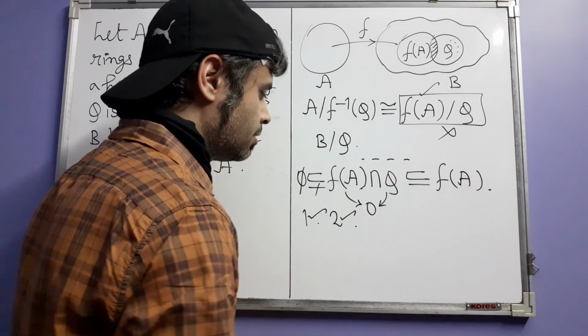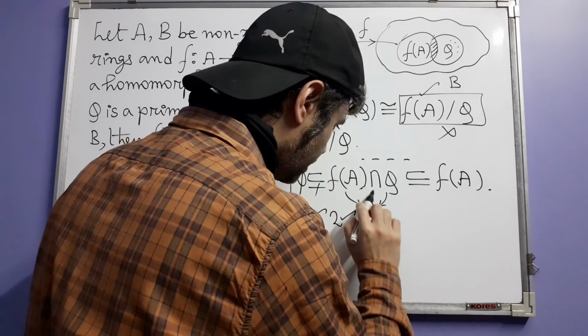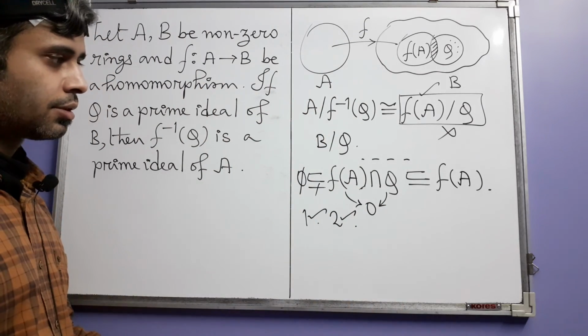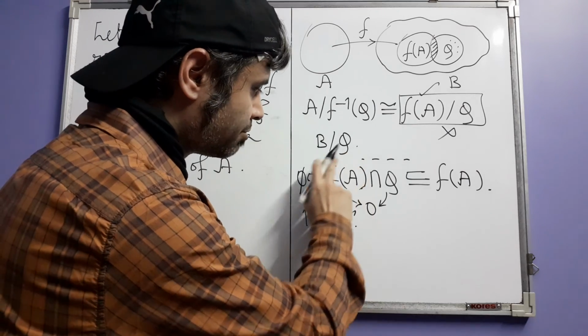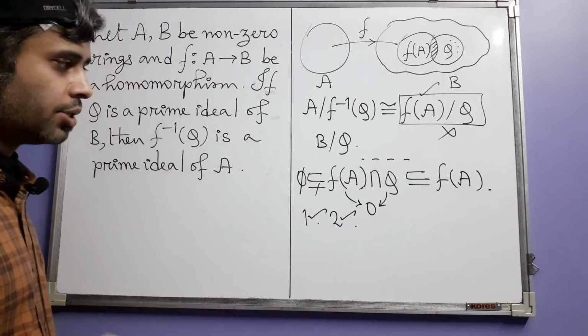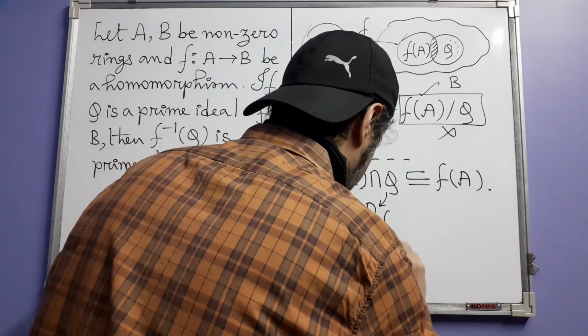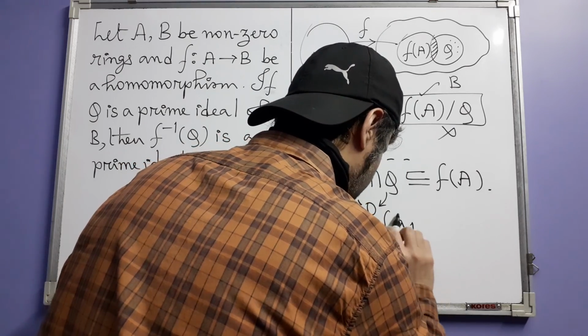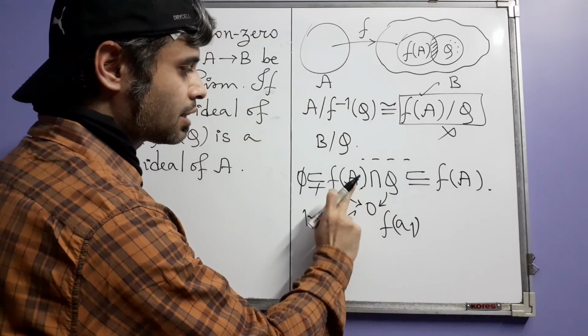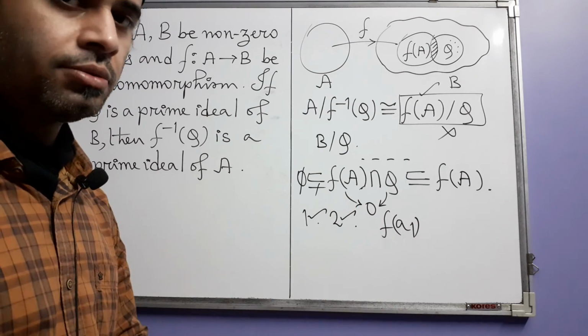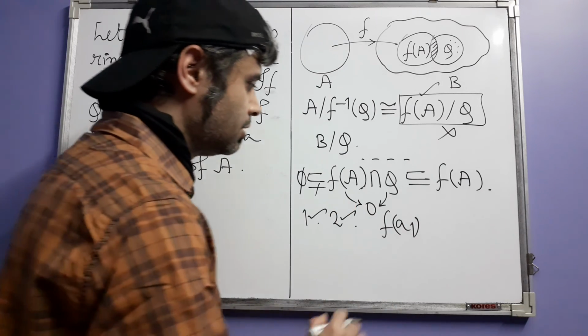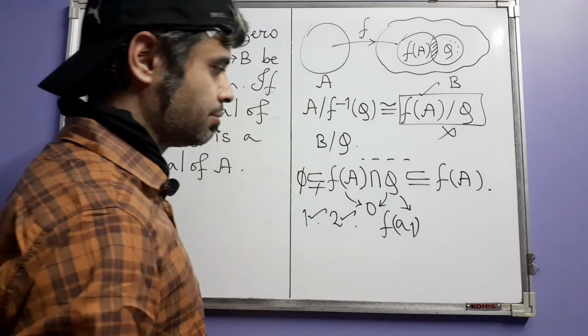In this ring. So, we now need to consider an element in this intersection. How will that element look? See, that element needs to belong to f of A as well as Q. So, in general, it will look like this, f of A1, where A1 is some element of A, and it also belongs to Q. Okay, so that's how we say we have chosen this element.